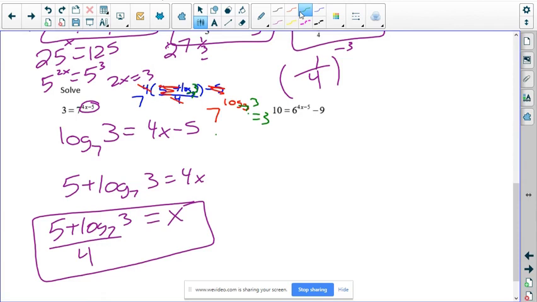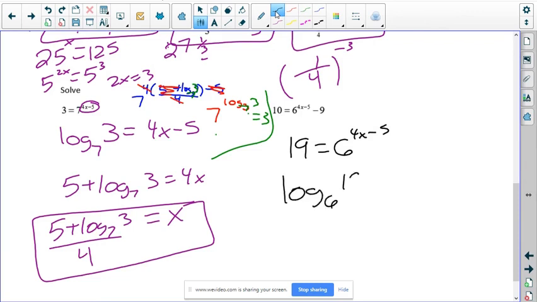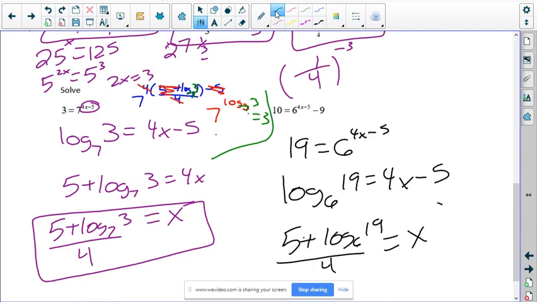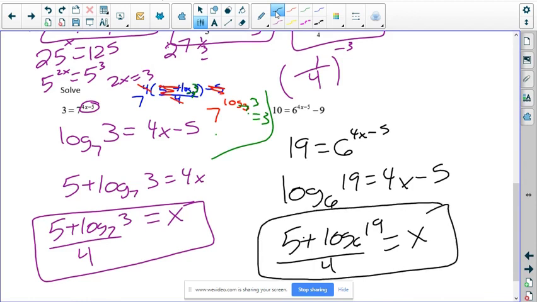If we look at this next one, we're going to want to get the exponential by itself first. So we're going to add 9 to both sides. We have 19 equals 6 to the 4x minus 5. And then log base 6 of 19 equals 4x minus 5. Similar to the last one, we're just going to add 5 over, so 5 plus log base 6 of 19, divided by 4, is our x. And we have solved this equation.